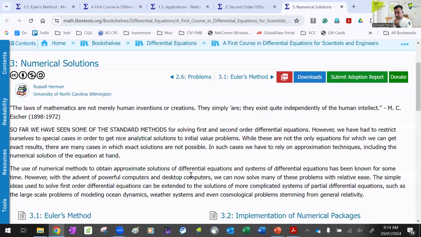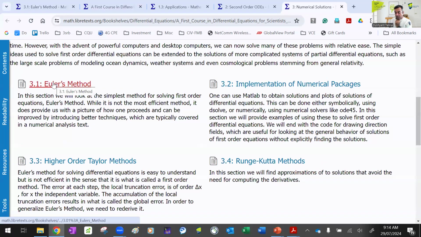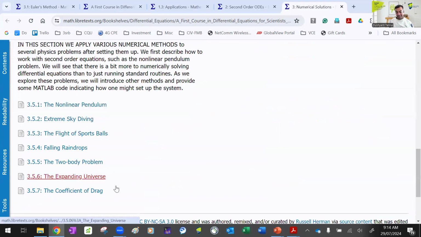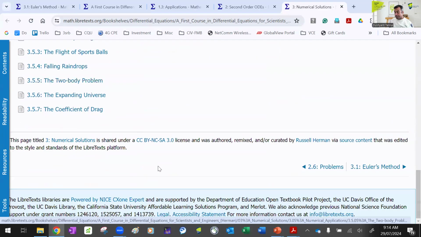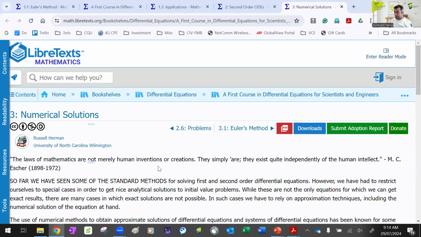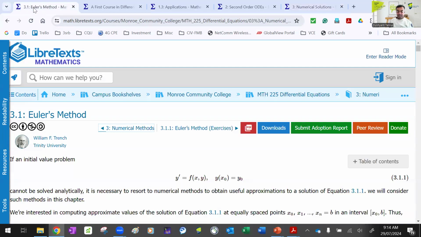Third chapter is whole numerical solution. There we talk about Euler's method, Taylor's method, Runge-Kutta method, implementation of some numerical package and numerical application. Where are these applicable, right? Even when you refer to the book from Professor William, that has many of this covered, but this is an online version. Yeah, cool. So I hope you are reading what I'm sharing. Good.